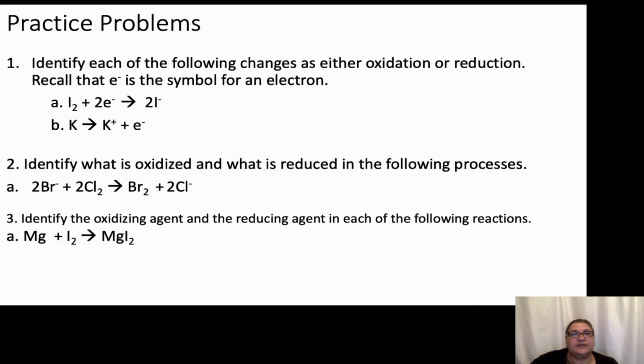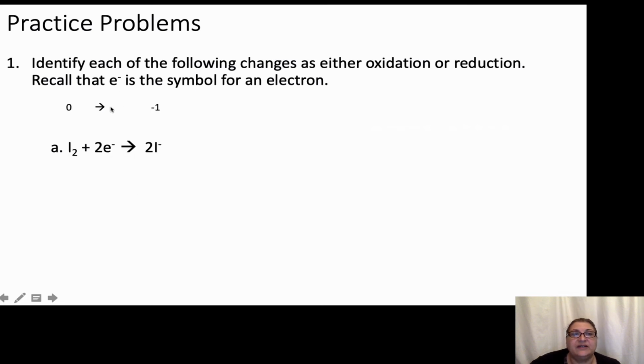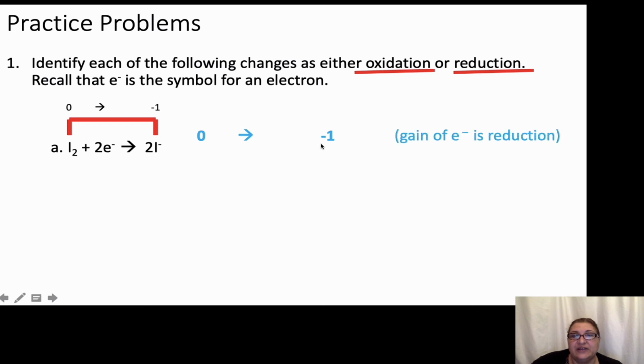Right, let's practice a little bit. We're going to look at half reactions, and go through some of these molecules. All right, the first one is iodine going from 0 to negative 1. So 0 to negative 1, that's a gain of electrons. And when it gains electrons, it's being reduced. And if it's being reduced, it's really an oxidizing agent.